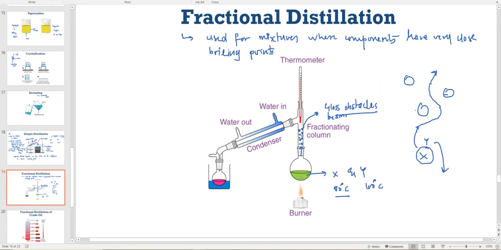Had we used the apparatus that we use in simple distillation, without a fractionating column, this Y molecule would have been able to move with the X molecule and enter the receiving flask. So the whole point of distillation, the separation of components, becomes moot in this case. That's why we use fractional distillation for components whose boiling points are very close, and for components whose boiling points are very far apart, we can use simple distillation. Hope you got it.